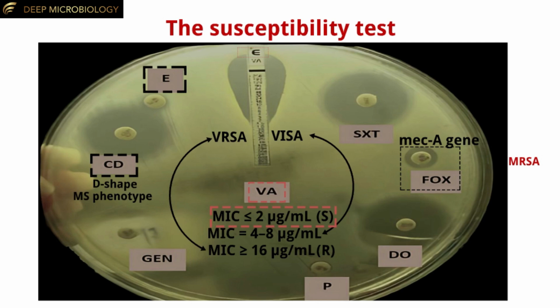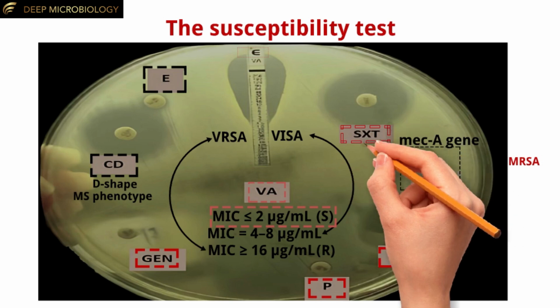The rest of the antibiotics show the following results. Doxycycline is sensitive, indicating the organism is inhibited by this antibiotic. Penicillin G is resistant, suggesting the organism has resistance mechanisms, such as beta-lactamase production. Gentamicin is sensitive, meaning the organism is susceptible to this aminoglycoside.